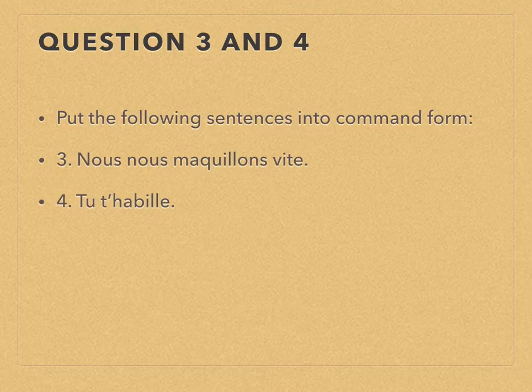So put the following sentences into command form. Number 3, nous nous maquillons vite. So we are doing our makeup quickly. Okay, how would you tell someone, let's do our makeup quickly? And then number 4, tu t'habilles, you are getting dressed. How would you tell someone, get dressed? Be particularly careful with the reflexive pronoun on number 4. Just because it's a contraction doesn't mean that reflexive pronoun isn't there.